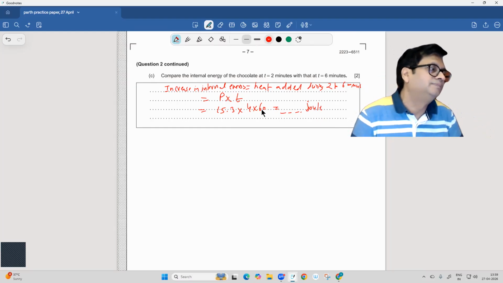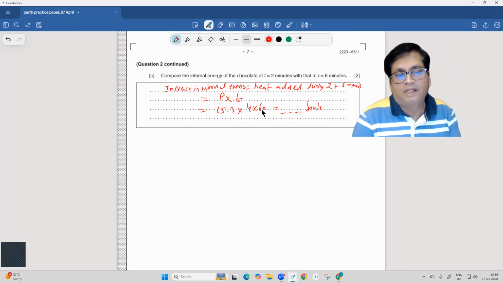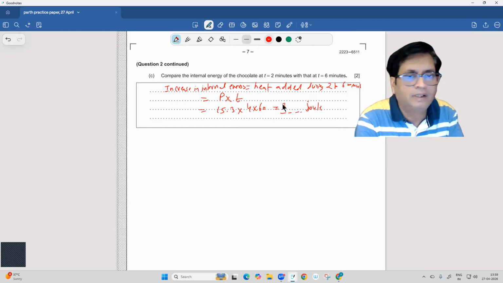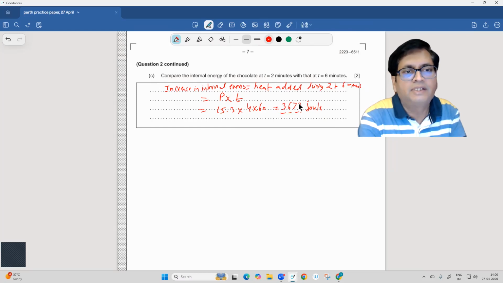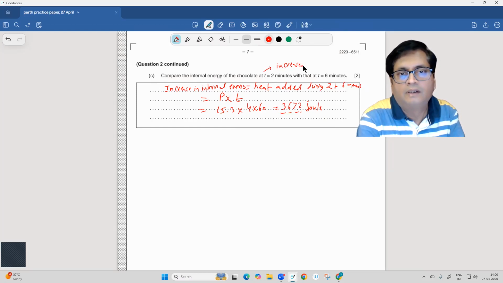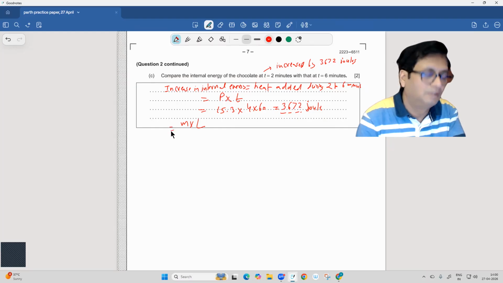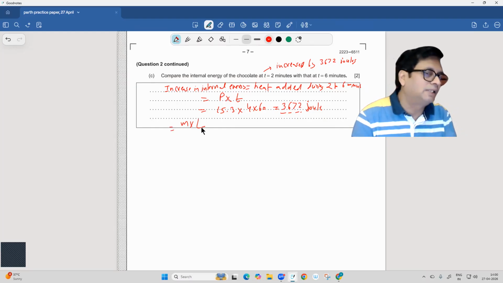Make sense? So we can say 3672. So we can say internal energy increases by 3672 joules, which must be equal to m into L, right? From that itself we had found L, so it is the same thing.